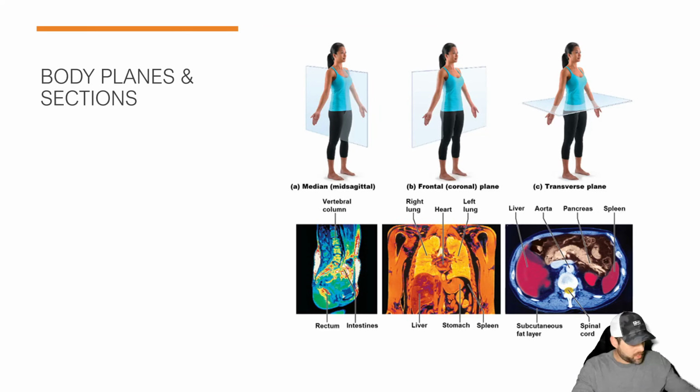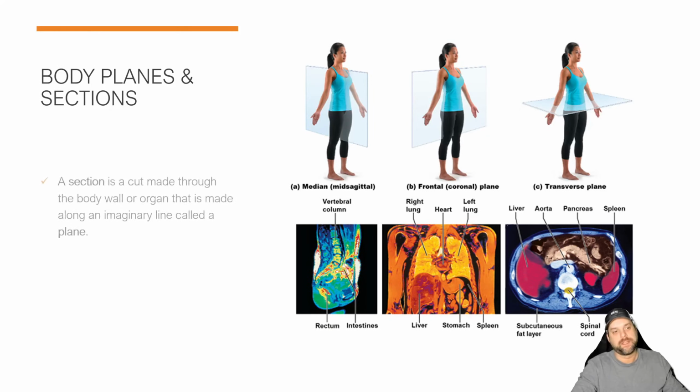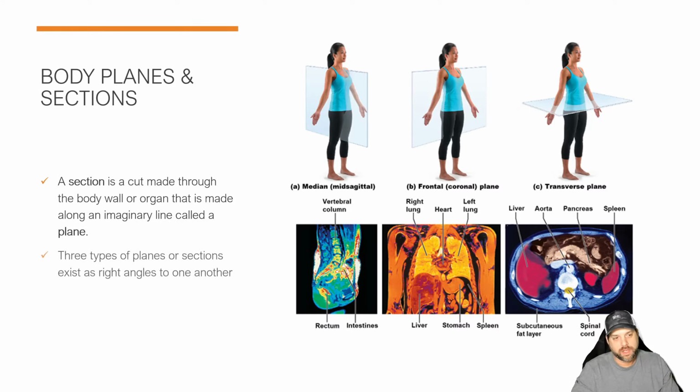Okay, so let's go ahead and get into some body planes and body sections. There's 3 body planes and sections that you need to know. But first, what is a section? A section is going to be a cut that you're going to make through a body wall or an organ along an imaginary line called a plane. Okay, there's 3 planes. It goes in the X, Y, and Z axis. That's what we're going to be talking about here. They're all right angles to each other.